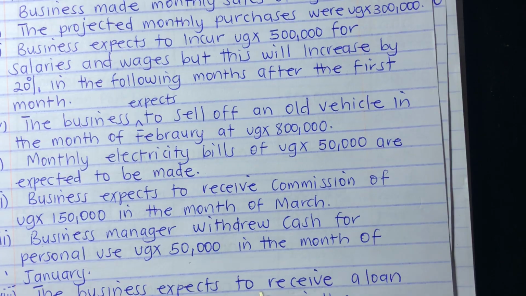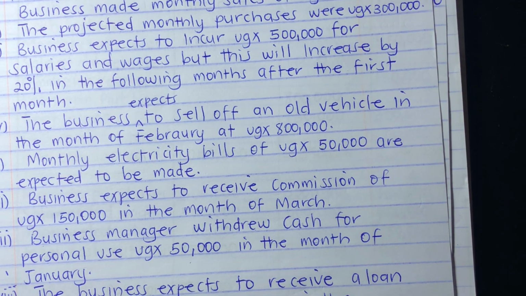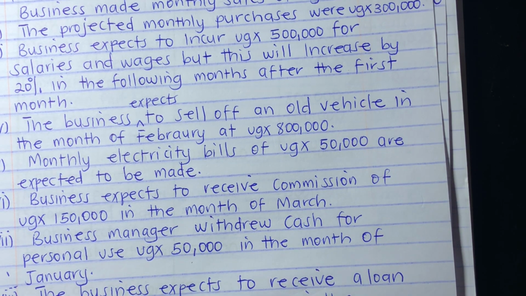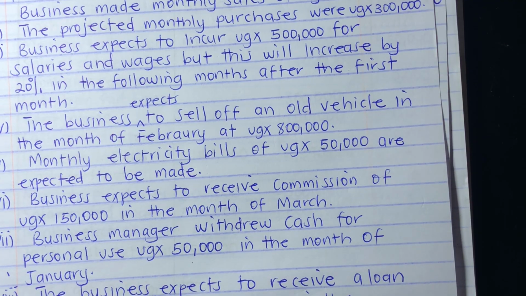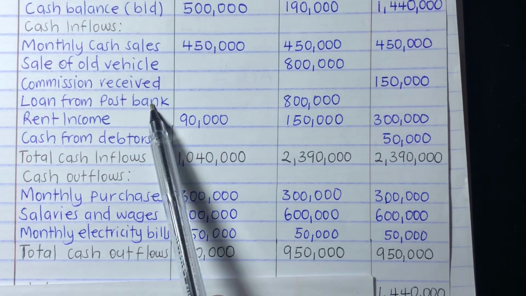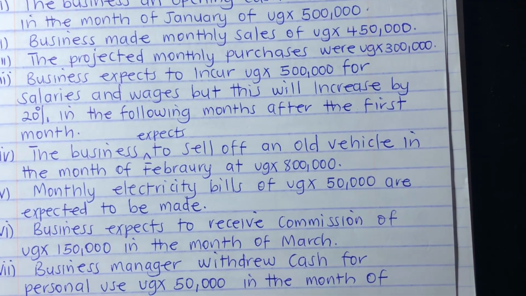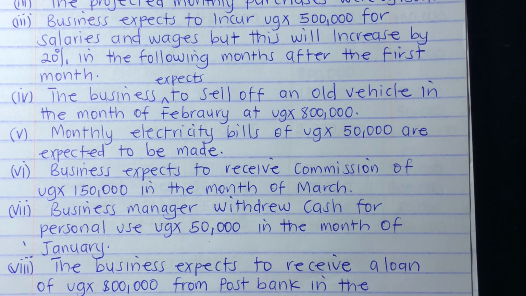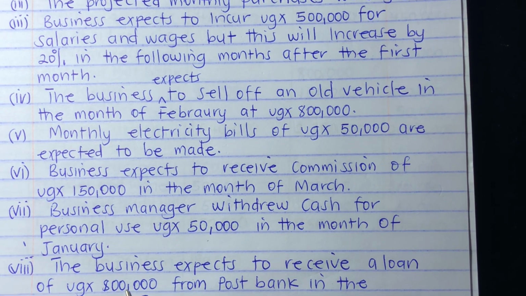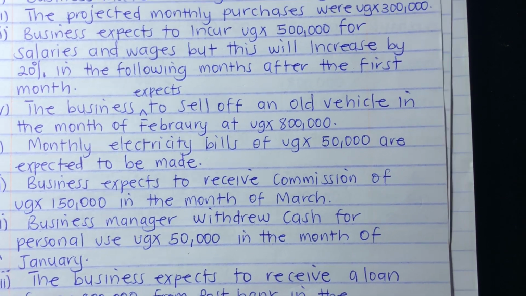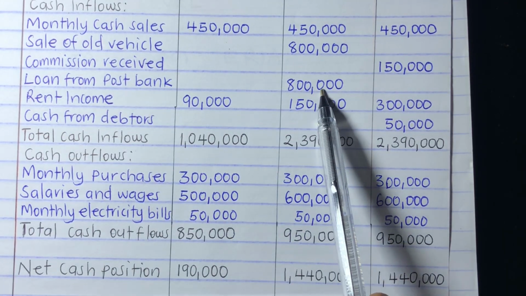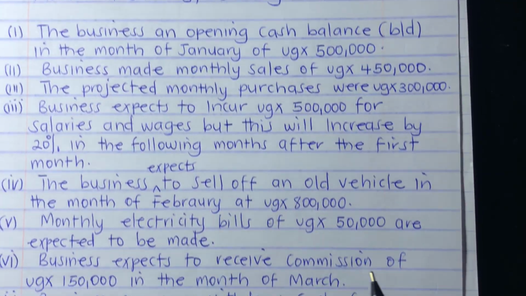Then the business expects to receive a loan of UGX 800,000 from Post Bank in the month of February. So this is a loan from the bank. So it is a cash inflow. So we call this loan from Post Bank, and the question was it is going to be received in the month of February. So we record 800,000 in the month of February. So loan from the bank 800,000, record it in the month of February.